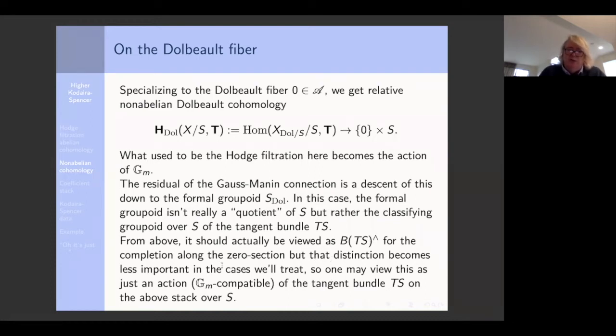So we can just view this as an action of the tangent bundle TS on this stack, on this relative Dolbeault cohomology stack. And that action should be compatible with the GM action.